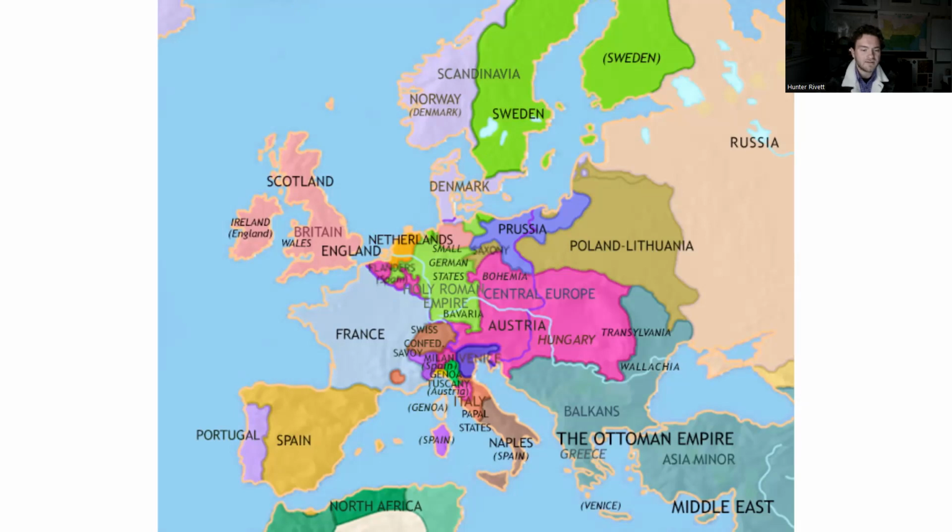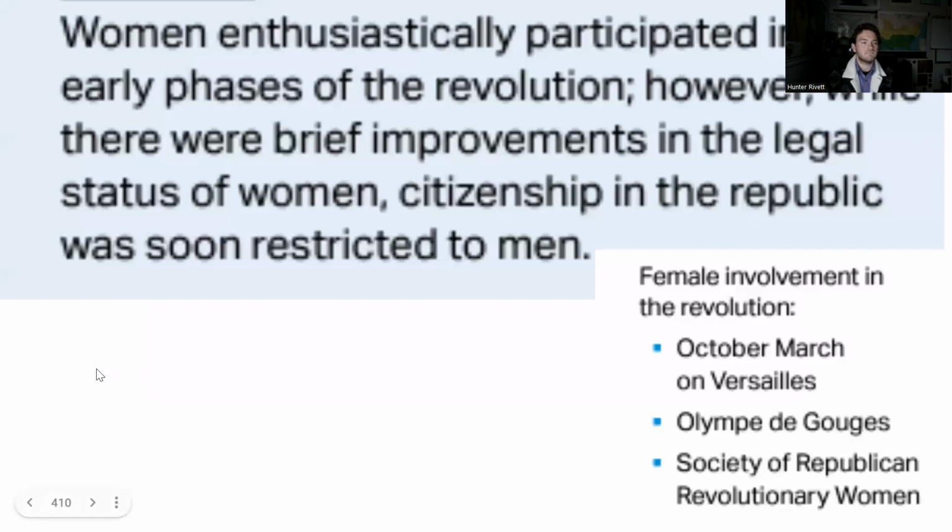I don't really have anything else to say, but this is the map of Europe, 1790-ish, coming into the French Revolution. So let's see, is that it? Yep, that's it. This is where I want to end.